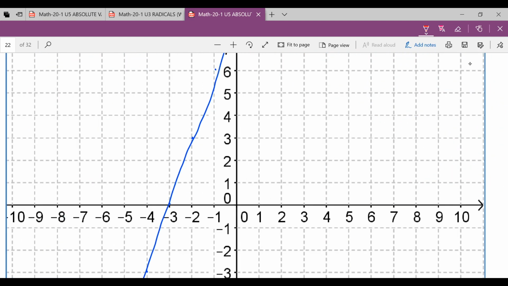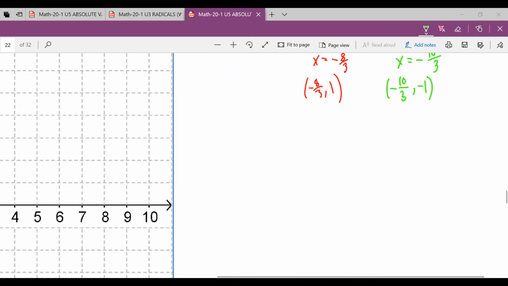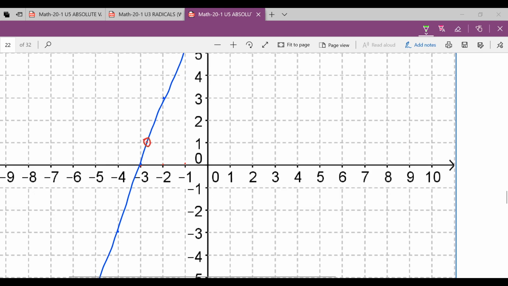So here's -8/3, here's -3/3, -6/3, -9/3. So -8/3 is going to be around here somewhere, +1. And our other point is -10/3, -1. So here again is -9/3, -10/3 will be here, and -1 will put us there. Those are our two invariant points.